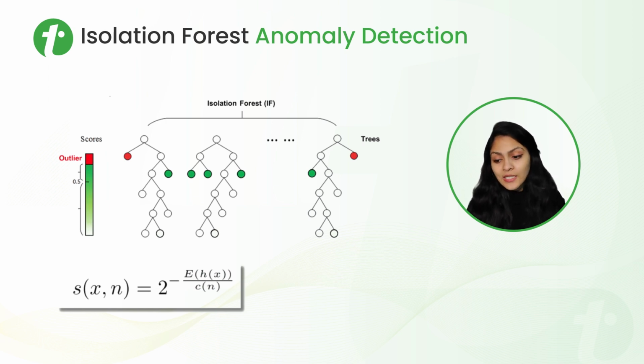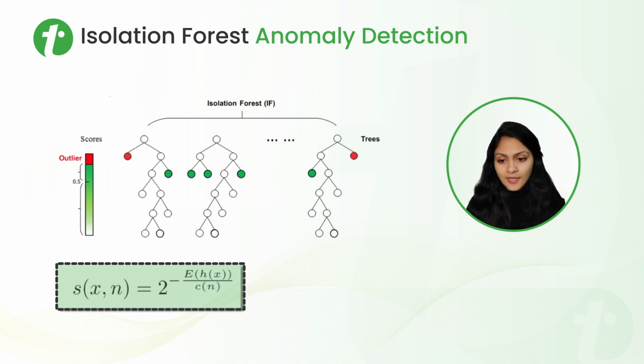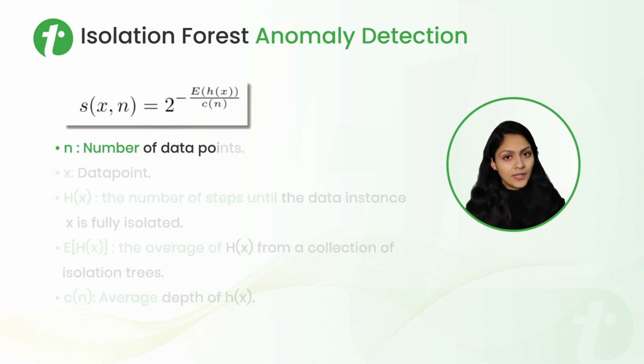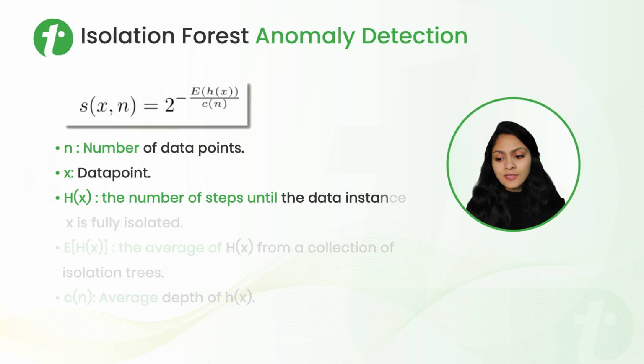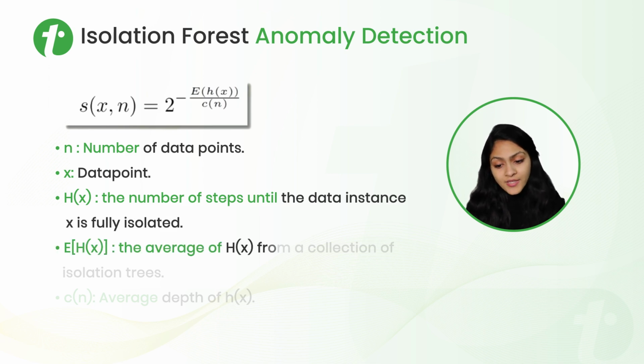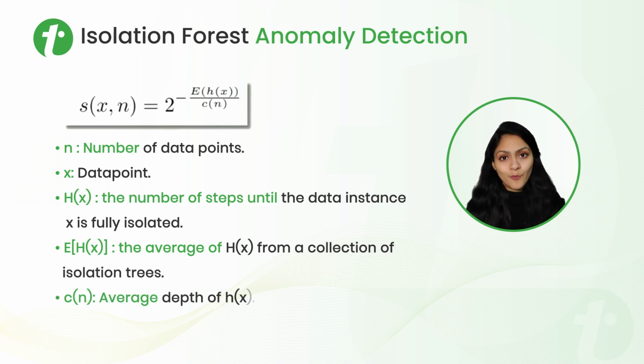For calculating the anomaly score, it uses the formula S(x, n), which is equal to 2 to the power of minus E(h(x)) upon c(n), where n is the number of data points, and x is the data point for which we are calculating to determine whether the point x is an anomaly or not. h(x) is the number of steps until the data instance x is fully isolated. E(h(x)) is the average of h(x) from a collection of isolation trees, and c(n) is the average depth of h(x).